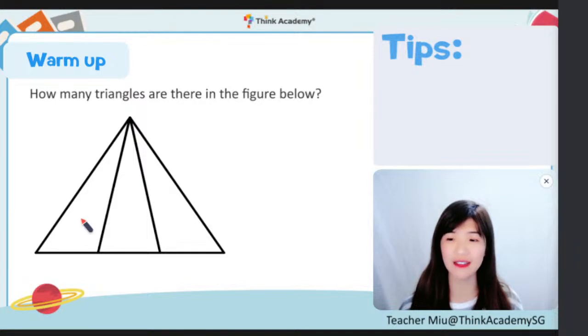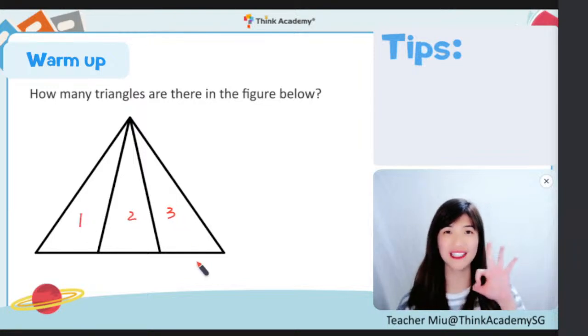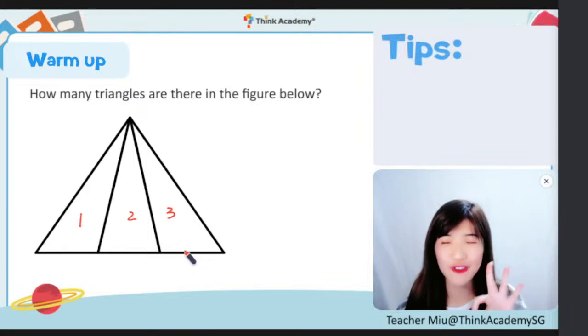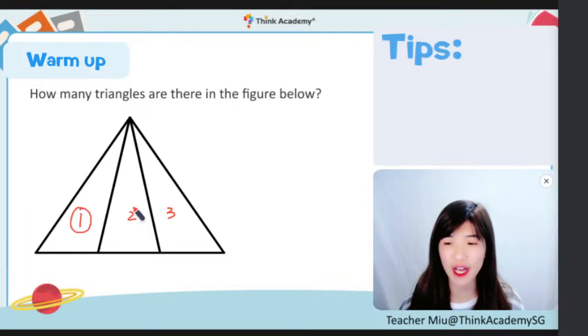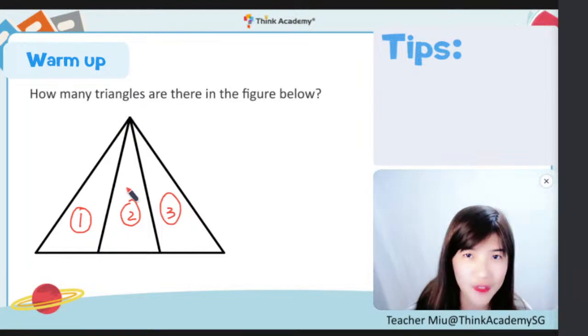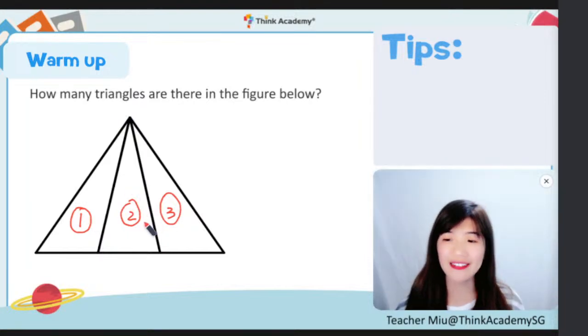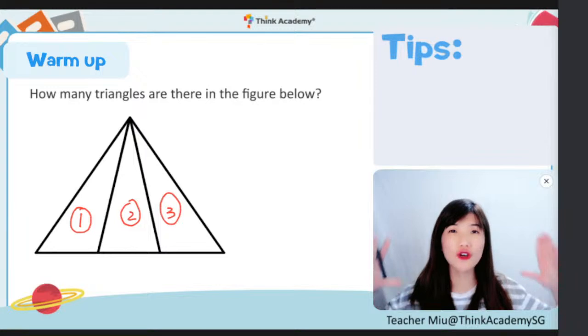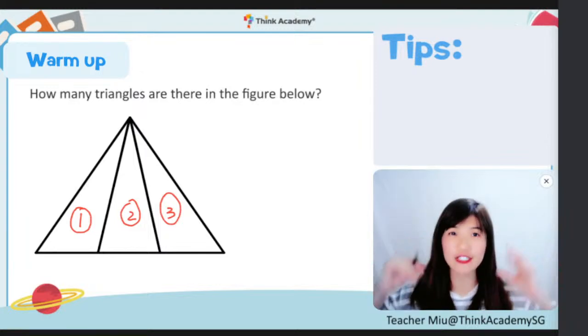Okay, so some of those students who didn't have our math competition training would just tell me, Teacher Miu, I can find 1, 2, and 3 triangles. But that's not enough, because when we are counting the triangles, we can combine the first one and the second one to get a bigger triangle. And also the second one and the third one, we can count as a bigger triangle. Don't forget, the first, second, and third one can also combine as the biggest triangle here.